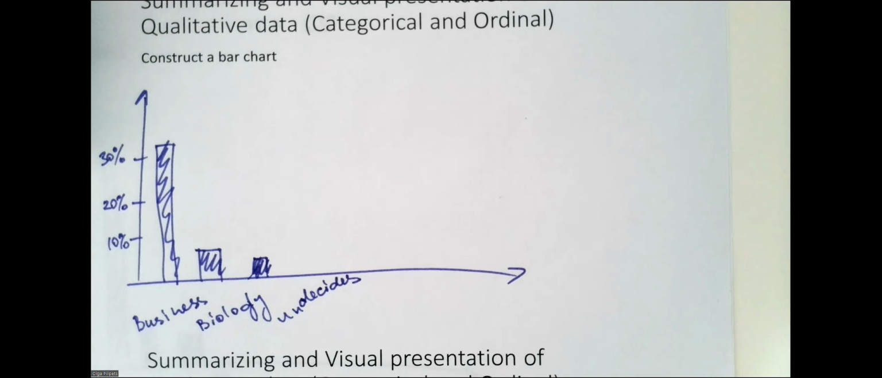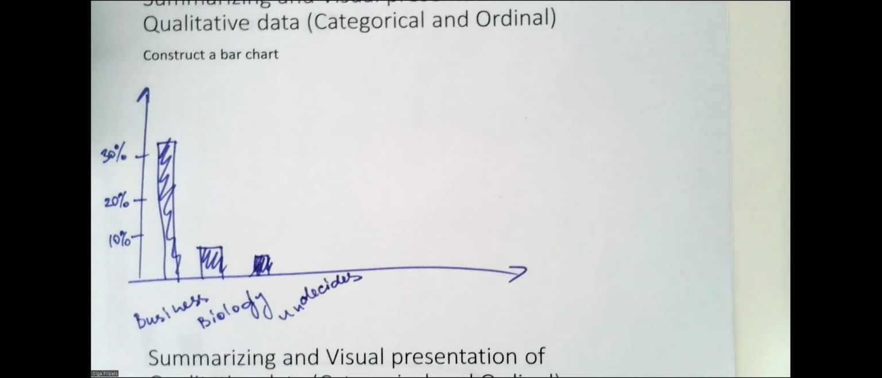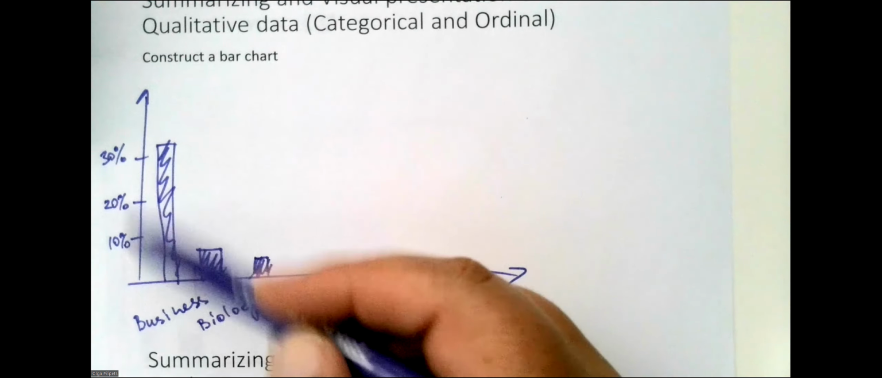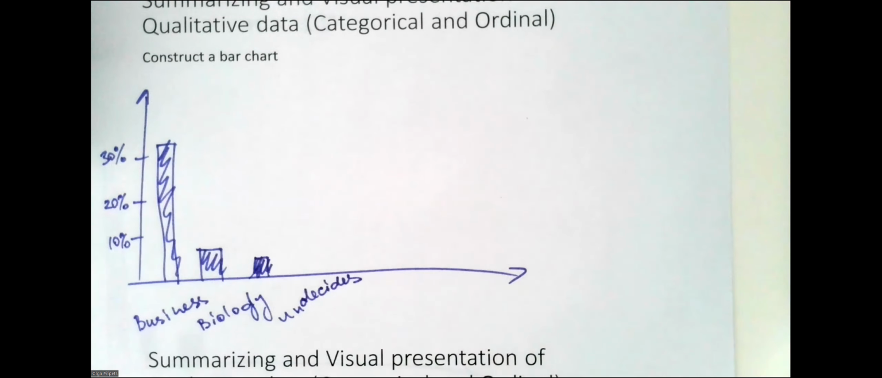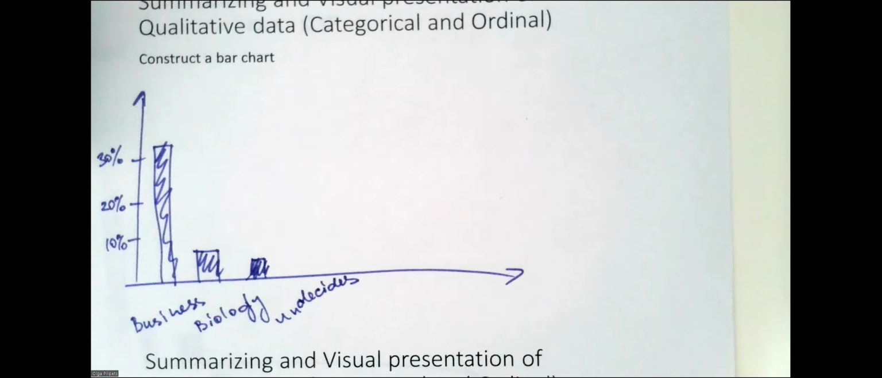And here's a spoiler. When you're done plotting it, it's going to look exactly like your frequency bar chart. The only difference is that your y-axis will be labeled differently. But other than that, the bar heights and everything else is going to look exactly the same.